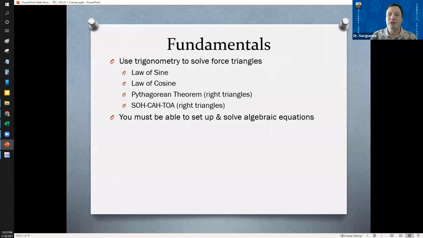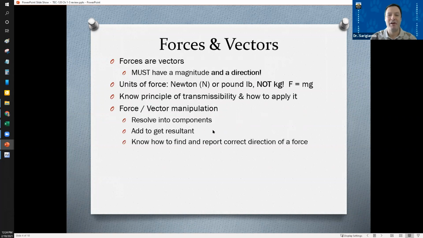Fundamentals, right? You need to be able to solve force triangles. There's no getting around this. Like this is the majority of the class. If you do not know how to use law of sine, cosine, or the Pythagorean theorem, or understand how to apply sine, cosine, and tangent, you will not do well. You need to know that. You need to practice it. You need to get used to it. And then setting up and solving algebraic equations. Not so much the algebraic equations, very simple stuff for this first test.